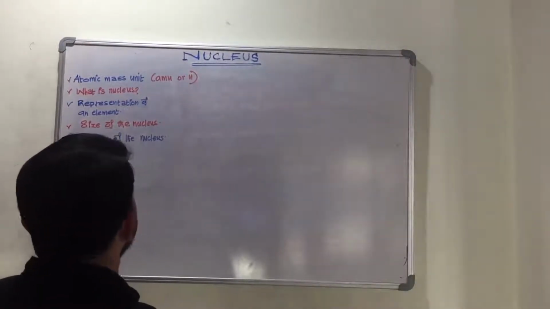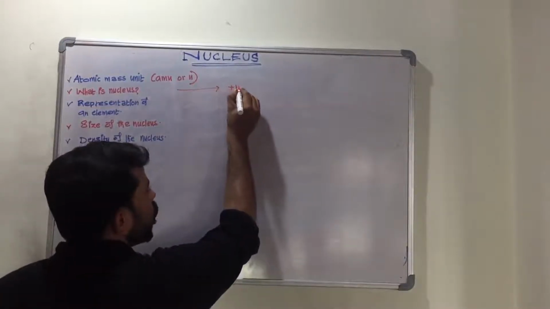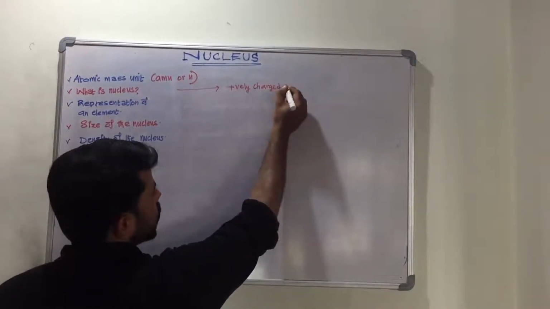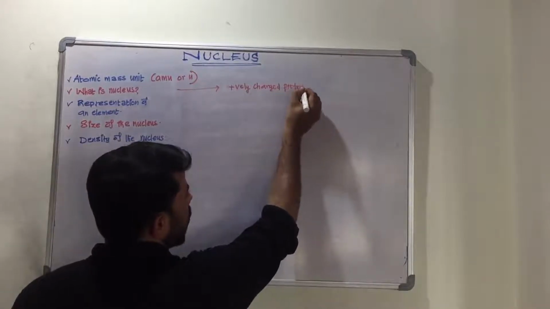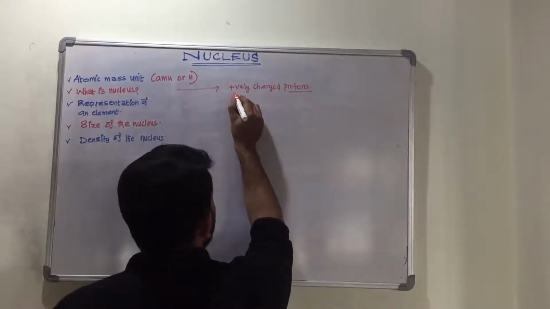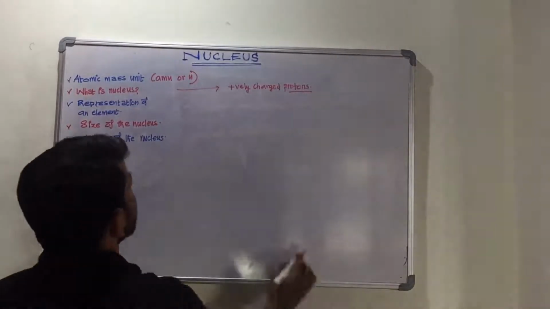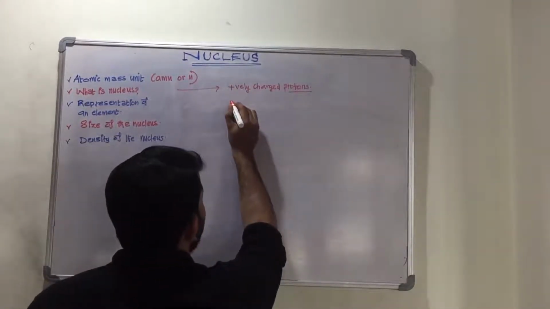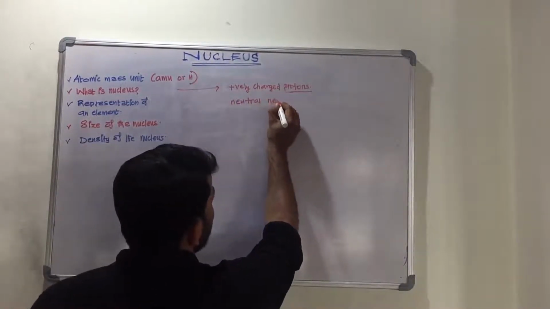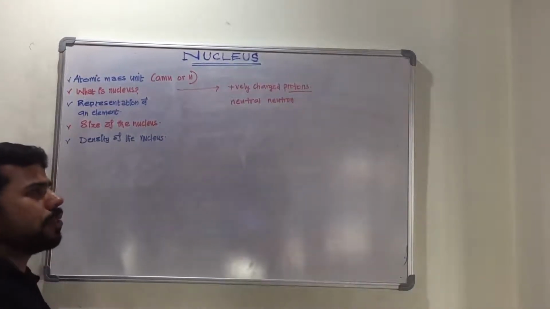Then what are the constituents of this nucleus? This nucleus consists of positively charged protons. So the charge of the proton is actually the charge of the nucleus. Nucleus has positive charge. Then this nucleus also consists of chargeless, which means neutral, neutrons. These are the components of a nucleus. Any nucleus consists of these two components.